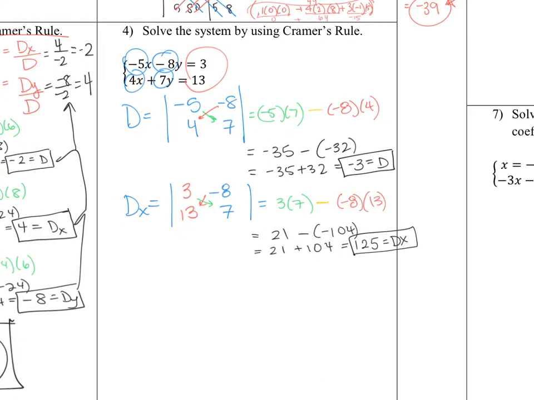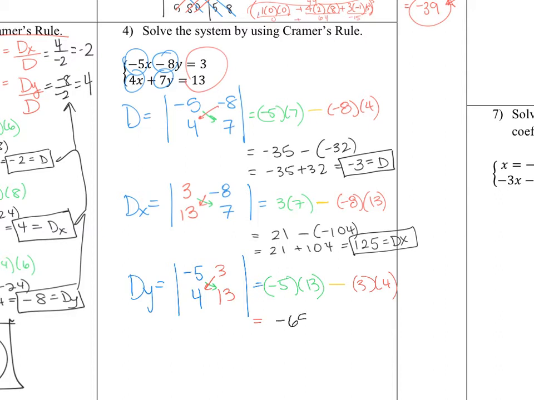All right, and then last we need to find our dy, and we're going to replace now the y column with that 3 and 13. And so the x column is still the original, negative 5 and 4. So we're going to do our cross multiply, negative 5 times 13 minus, we'll cross multiply the other way, 3 times 4. So we're going to end up with negative 65 minus 12, which is negative 77. And that's going to be our dy. Some bigger numbers this time.